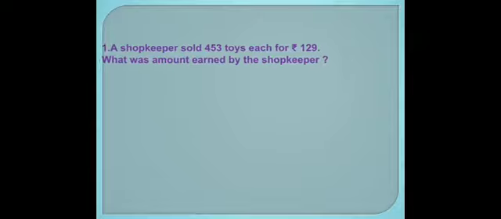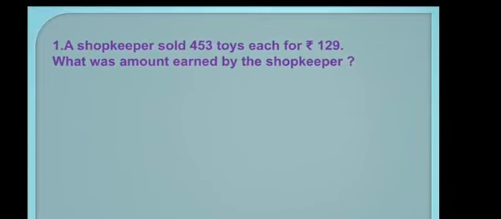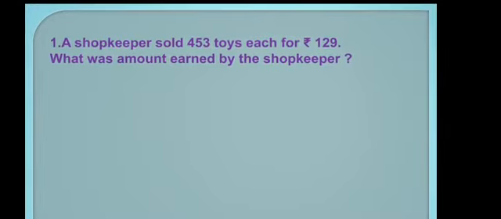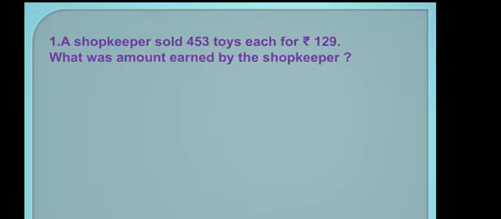Here we are going to see a few solved word problems from exercise 3D. You have to copy this in the maths notebook as well as solve the remaining sums for practice. Let's come to the first word problem. A shopkeeper sold 453 toys, each for rupees 129. What was the amount earned by the shopkeeper?